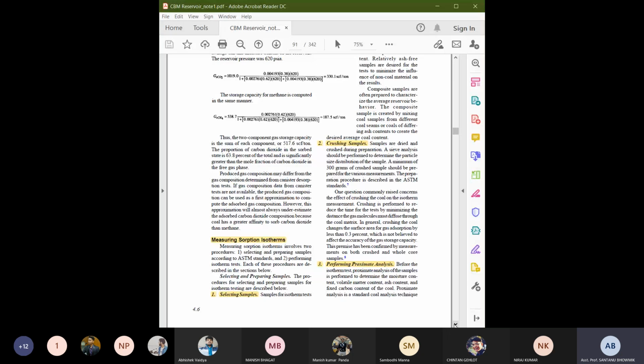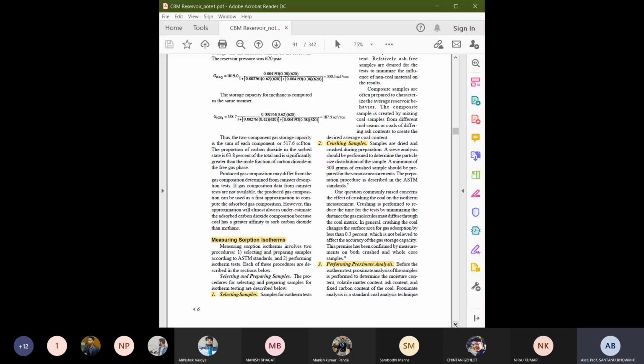Let me just start with one or two parameters because there is only some time remaining. So first, what are the different steps? Let us discuss. If you are going to measure the sorption isotherm, the first thing is that you have to select and prepare the samples as per the standard procedure. You have to perform the isotherm test, and along with it you also have to perform some other tests so that you can correlate or determine some of the important parameters. So what are the steps?